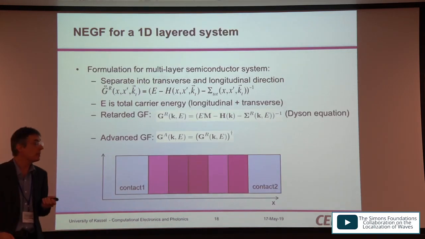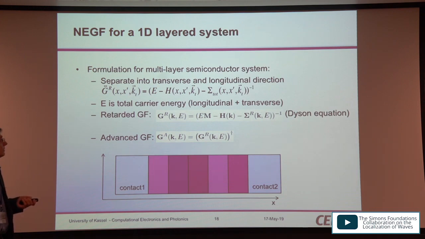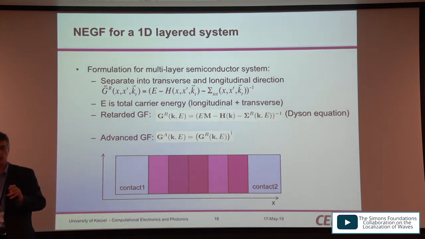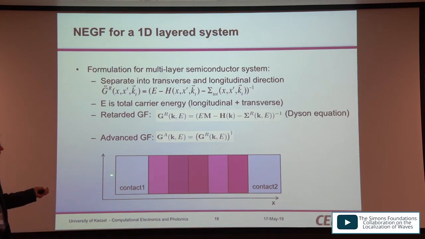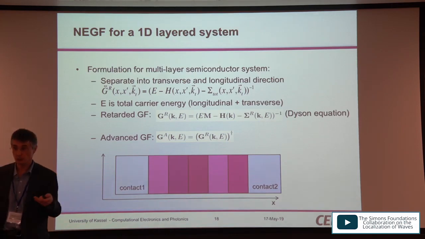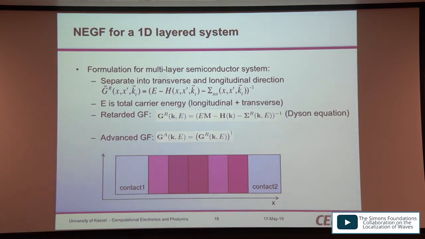Okay, now we implemented that method. Again, the Green's function is actually the inverse of this bracket on the left-hand side, and all we need to do is to invert this one. We actually implemented this for a layered structure. So in optoelectronics, we have this epitaxial structure and solve it in 1D in real space. But of course, we have K-space that we also need to track.